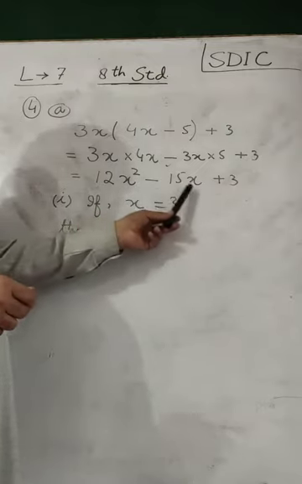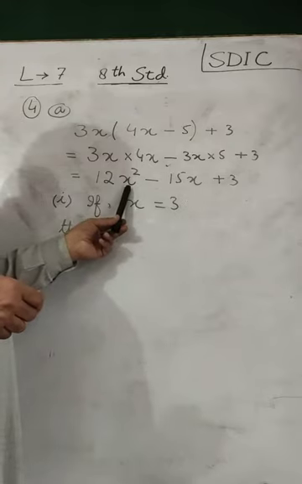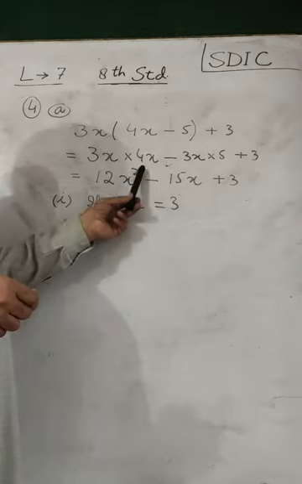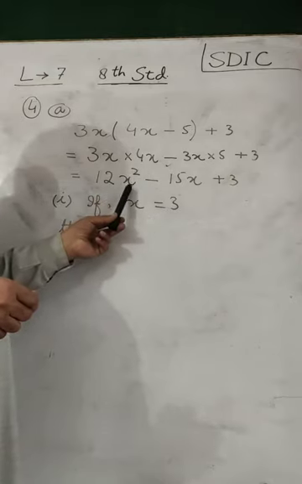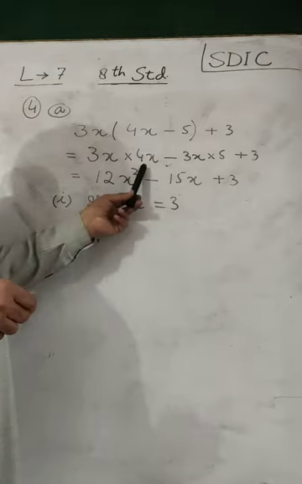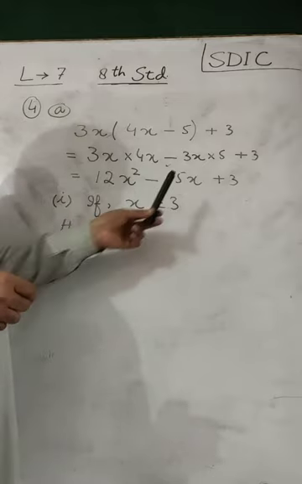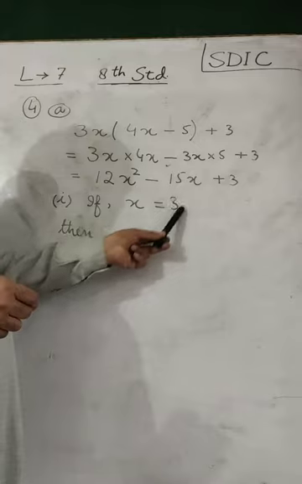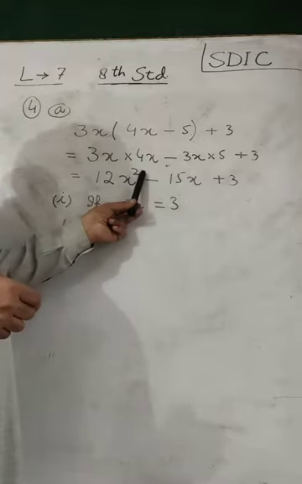You have x at two places. You will replace x by 3 here as well as here. But we find x squared here. Therefore, when you replace x by 3 here, it has to be squared also. Here we don't have power 2. It is power 1, so here 3 will be written only once.